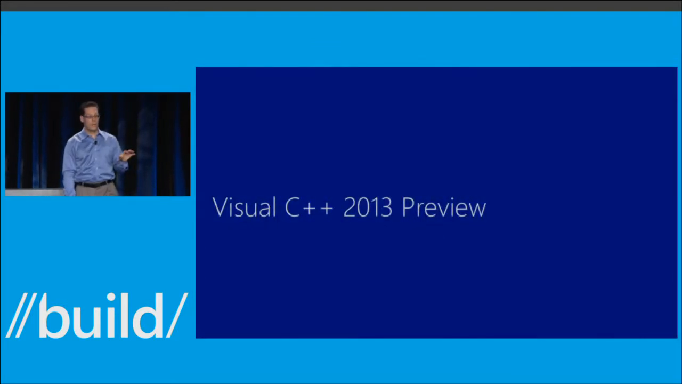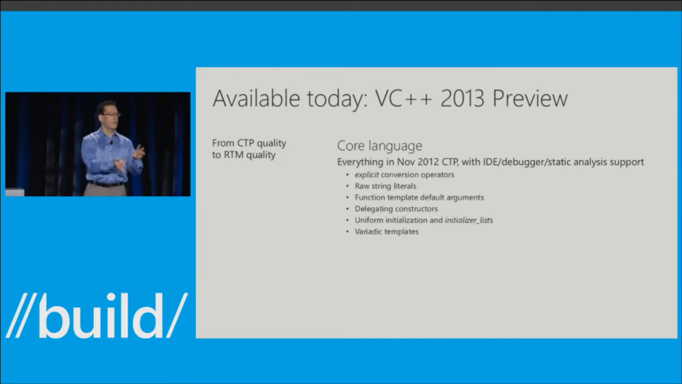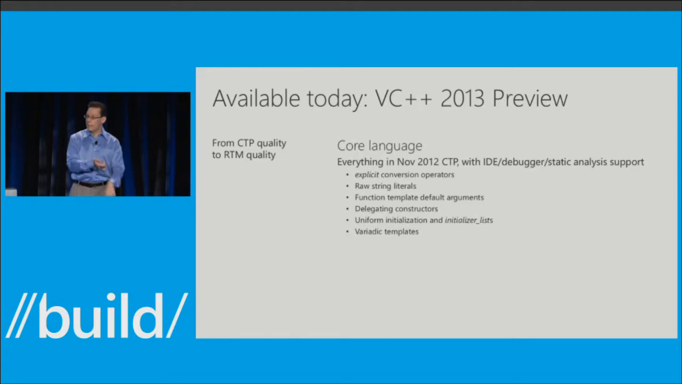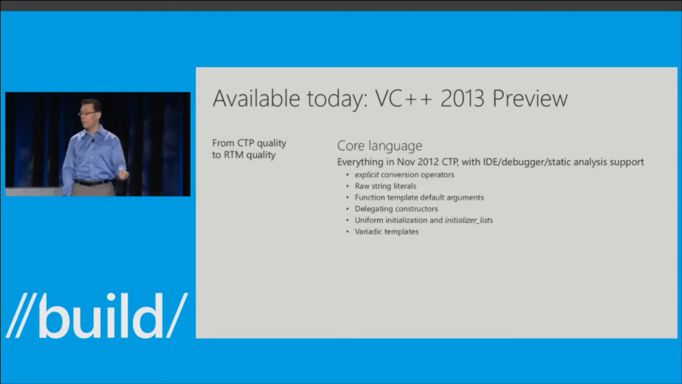So as already announced earlier this week, in the preview build you have today, you have all of the C++11 language features that were in the November CTP. That's explicit conversion operators, raw string literals, delegated constructors, function template default arguments, initializer lists, and variadic templates. But unlike the CTP, now you've got full IntelliSense for them, debugger support, and I'm happy to say a go-live license where we will support you writing production code with these C++11 features with the preview release. So we're very glad to get that to you.